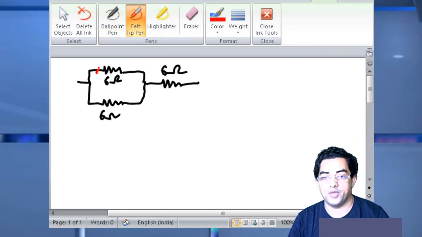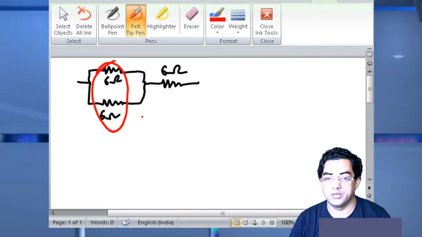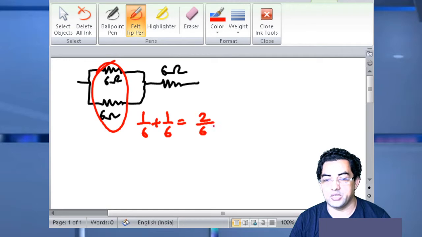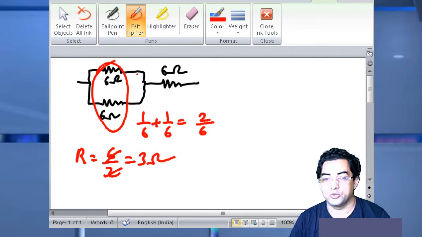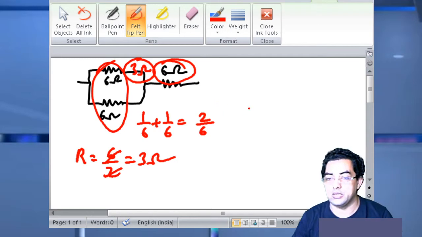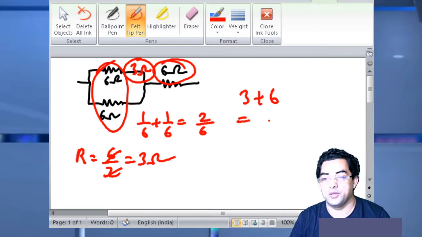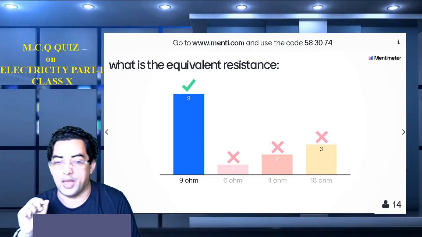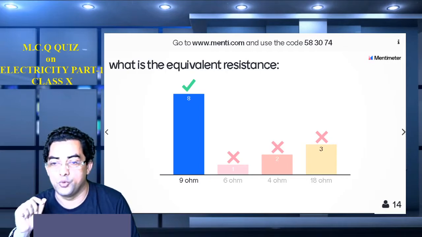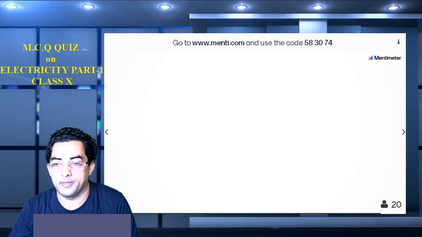So first we have to attack this 6 and 6. So it will be 1 over 6 plus 1 over 6, which is 2 over 6, which we reciprocate. So then R becomes 6 over 2, which is 3 ohms, right? So now the 3 ohms and these 6 ohms are in series. So it will be 3 plus 6, which is 9 ohms. So the equivalent resistance, or the effective resistance, for this particular question was 9 ohms, and you got it right. Let's move on.